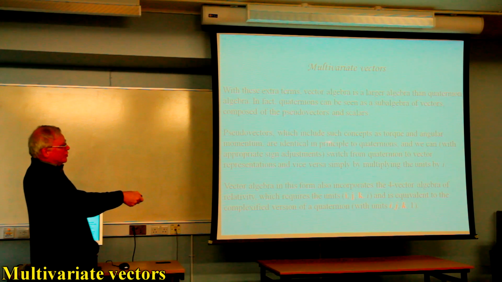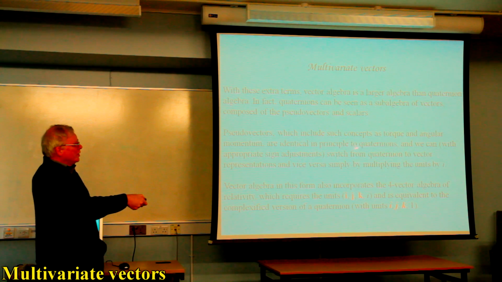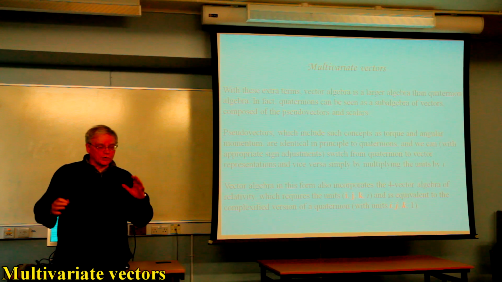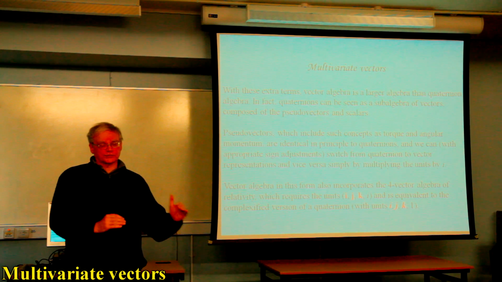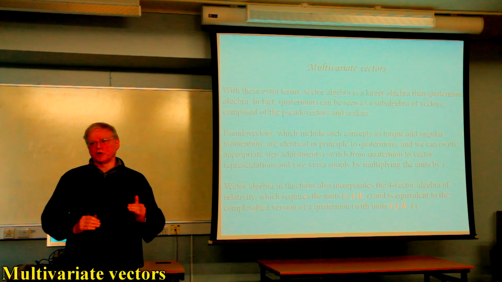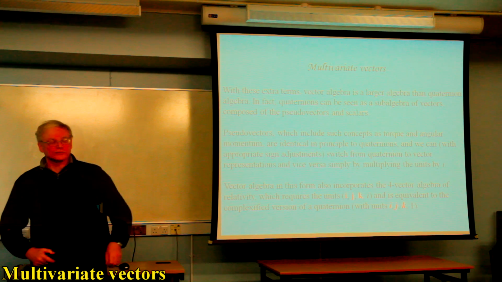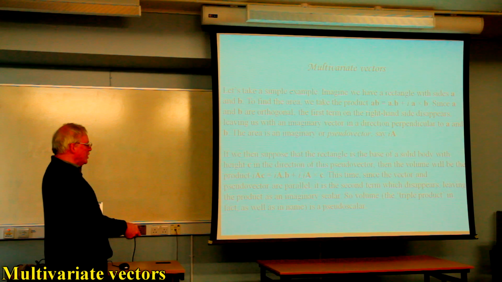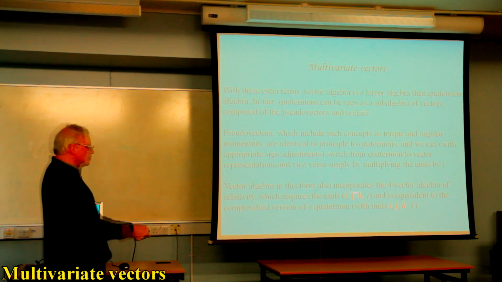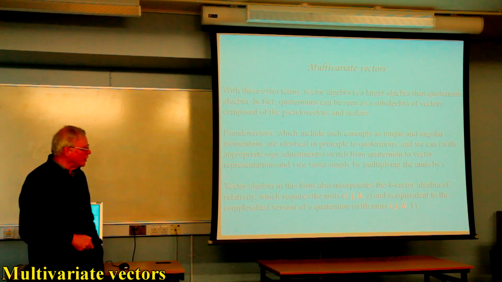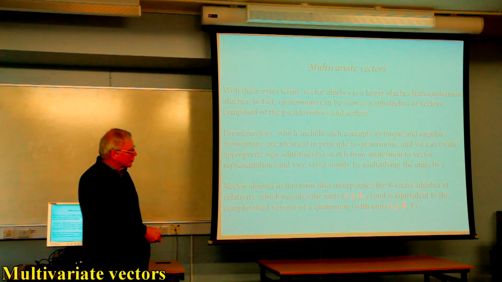Typical pseudo-vector concepts, torque and angular momentum, are basically a quaternion type object. And you can always transform from these vectors to quaternions by multiplying by I. Multiply vectors by I, you get quaternions. Multiply quaternions by I, you get vectors. And if you do vector algebra in this form, it incorporates the 4-vector algebra of relativity. And it's equivalent to the complexified version of a quaternion.